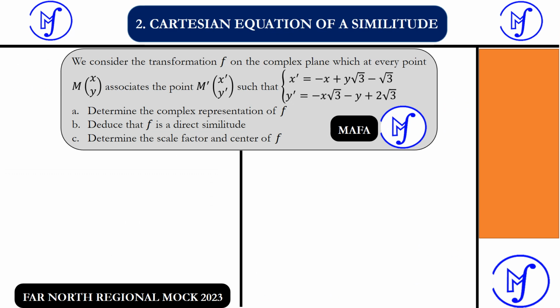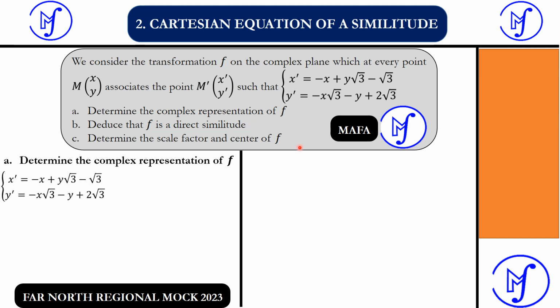Okay, the last question we are looking at is the Far North Regional Mock of 2023. A question came there which was very interesting, and it required the students to determine the complex representation of a transformation where the Cartesian equations were given. The second task was to deduce that the transformation was a similitude, and the next was to determine some of its properties, meaning the scale factor or the radius and the center. So we do the first one, which is determining the complex representation.